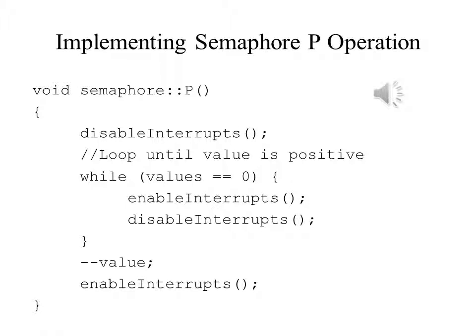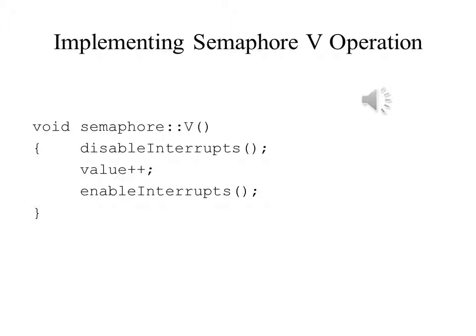Because P and V must be indivisible, we must disable interrupts when entering and enable them again as we exit. In between, we simply busy wait until the value is non-zero, enabling and disabling interrupts so the operating system can do whatever other work it has to do. V, as we would expect, is simpler than P, with an increment statement between the disabling and enabling of interrupts.